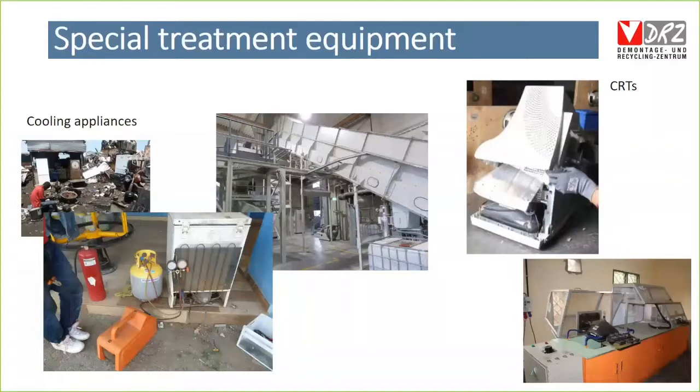And another very special appliance is the CRT, where the manual dismantling of the case is not that difficult. But when it comes to separating the glass, then you have the image on the right-hand side at the bottom, where you see a device, a machine, where you can lower this hood so you protect the worker from the fumes and the powders that are inside. And that, of course, needs space. You need a special space for that.